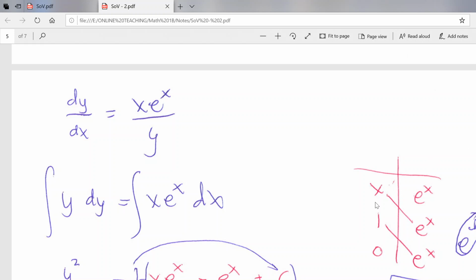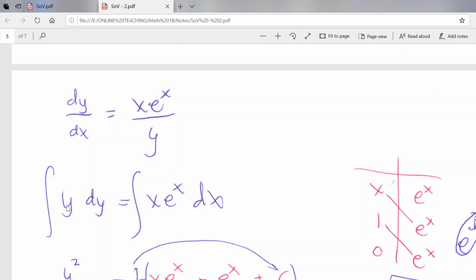So if you remember, you put your u here, you're going to use LATE, and so there is algebra and exponentials. Since algebra comes, the A comes before the E in the spelling of LATE, the u would be x. We take derivatives until it's 0. We take antiderivatives here, and we go down plus, minus, and so we should get x e to the x minus e to the x plus c.